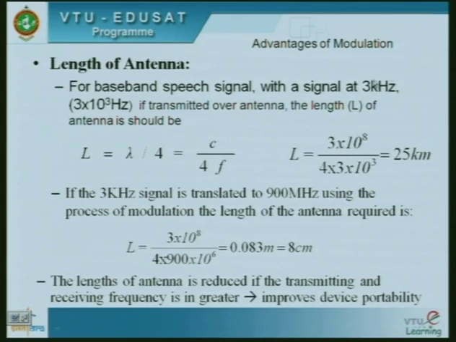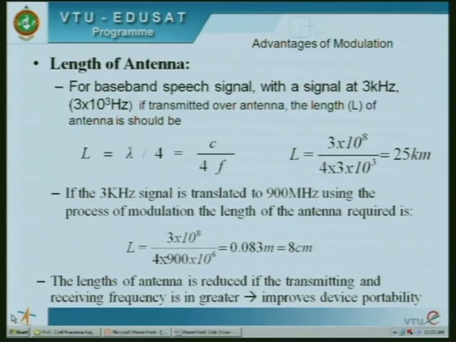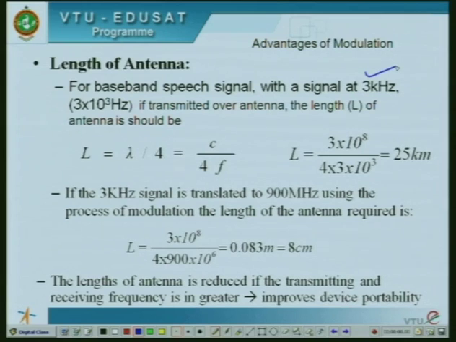Now if you have a baseband signal at 3 kilohertz frequency, and you want to transmit this baseband signal without modulation using the antenna directly, the length of the antenna is given by a simple formula, which is equal to lambda by 4, where lambda stands for the wavelength. Lambda is given by c by f, where c stands for the velocity of light and f is the frequency of the signal. So length is related to c by 4f according to this formula.